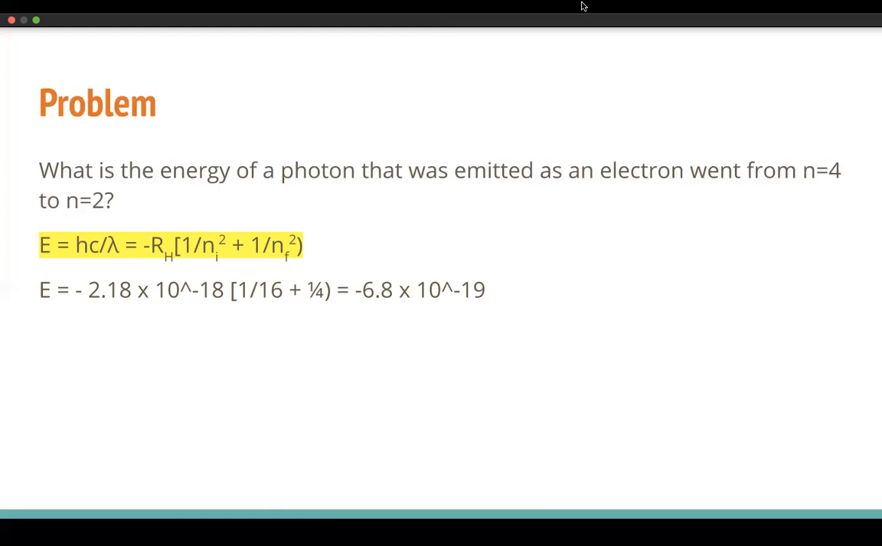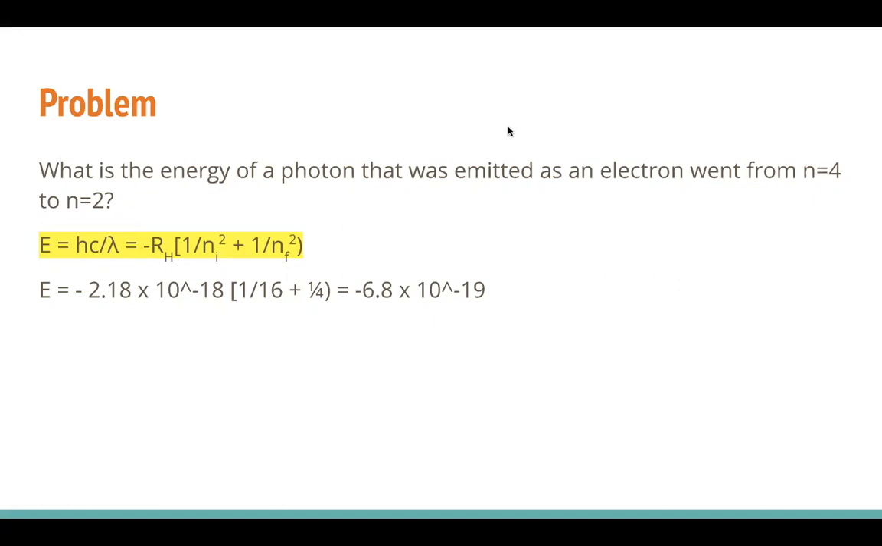For example, if you try to conceptually do this question, say the electron is going from energy level 4 to energy level 2, you can just look at this as 1/16 plus 1/4. Just forget about Rydberg's constant. Then you can get a ballpark of what this could be, and you might get answers that are really different, so you could also cross those out.